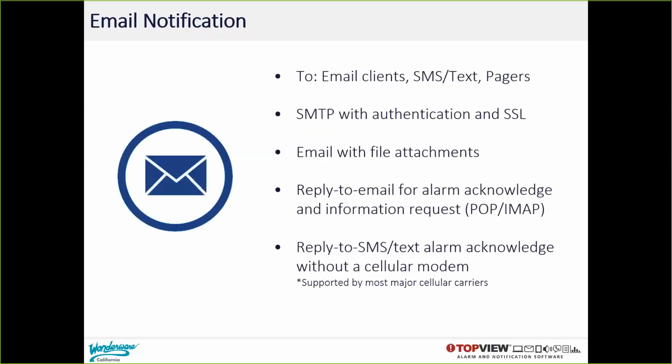Email notification in TopView can reach a wide range of recipients, including your traditional email clients, SMS and text recipients, and pagers. SMS and pager recipients are reached by sending email through the cellular carrier or the paging company. TopView supports SMTP along with authentication and security, and pretty much can guarantee compatibility with your email server. As an option, we allow email notification recipients to acknowledge the alarm by replying to the email or text message.